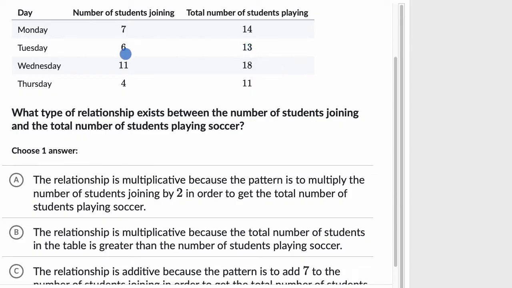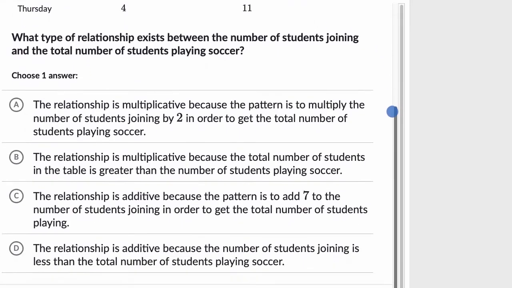So it definitely doesn't look multiplicative. Let's see if it's additive. 7 plus 7 would be 14. 6 plus 7 is 13. 11 plus 7 is 18. 4 plus 7 is 11. So it looks like additive, where you start with the number of students joining and you can add 7 every time to get the total number of students playing. So it is an additive relationship.